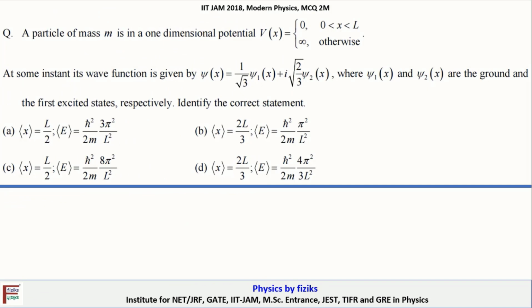A particle of mass m is in one dimension potential Vx defined like this. At some instant its wave function psi x is given by 1 by root 3 psi 1x plus i root 2 by 3 psi 2x, where psi 1 and psi 2 are ground and excited state, which identify the correct statements. One can see that in this problem energy are different in all options. So if we correctly identify the energy, we can mark the correct option irrespective of whatever is value of delta x. We just check out the energy.